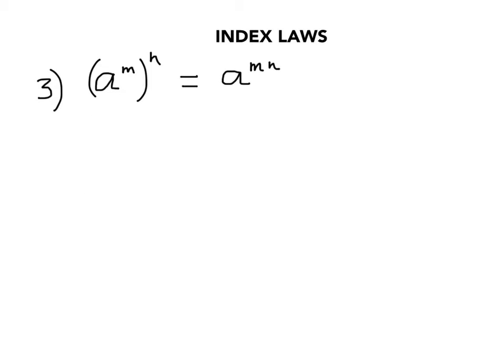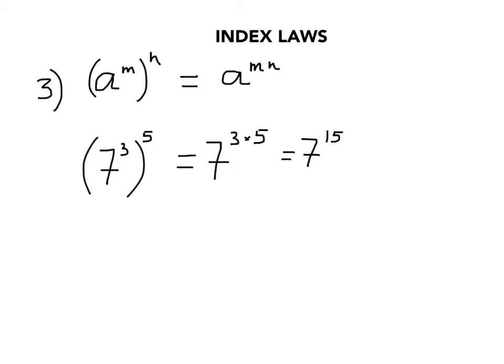In the third case, we are raising a power to a power, and the result will be a number that has the same base and for exponent the product of the two exponents. For example, if we take 7 cubed and we raise it to the power of 5, the result will be 7 raised to the power of 3 times 5, or 7 to the 15th power.